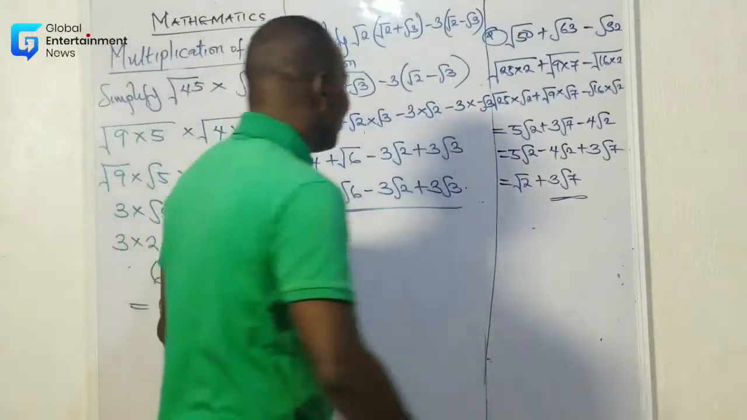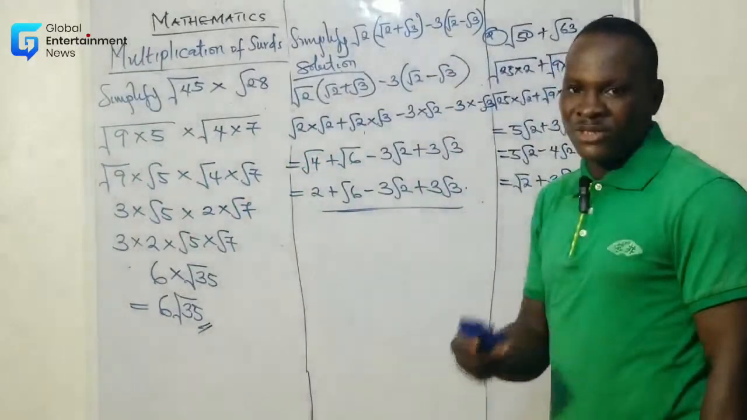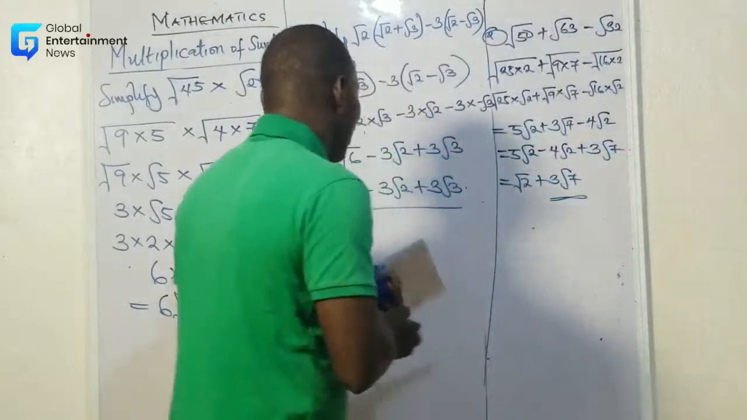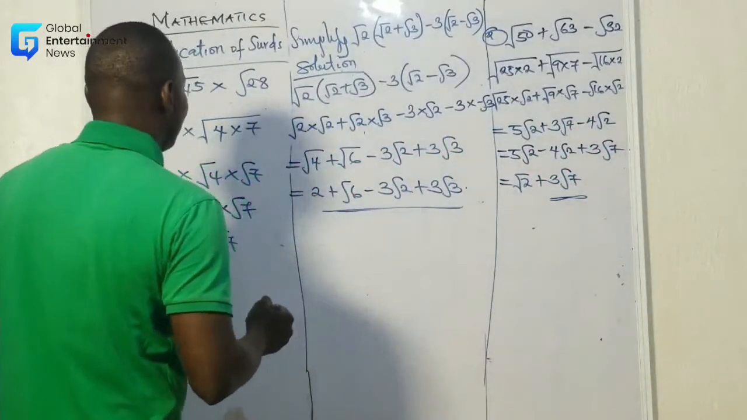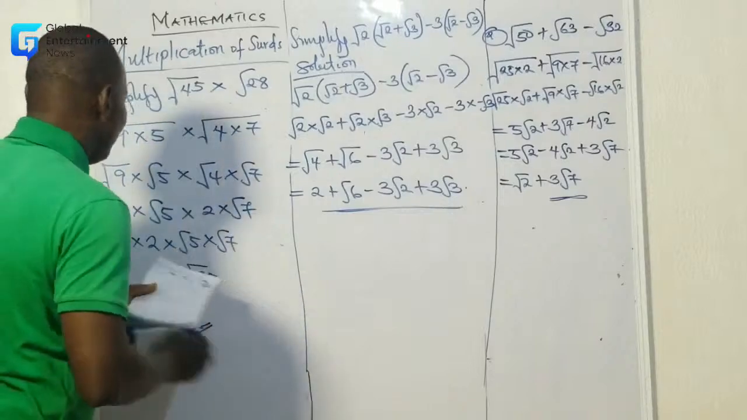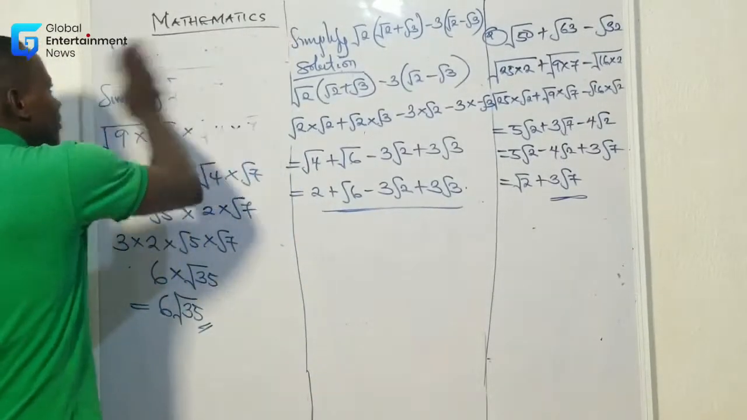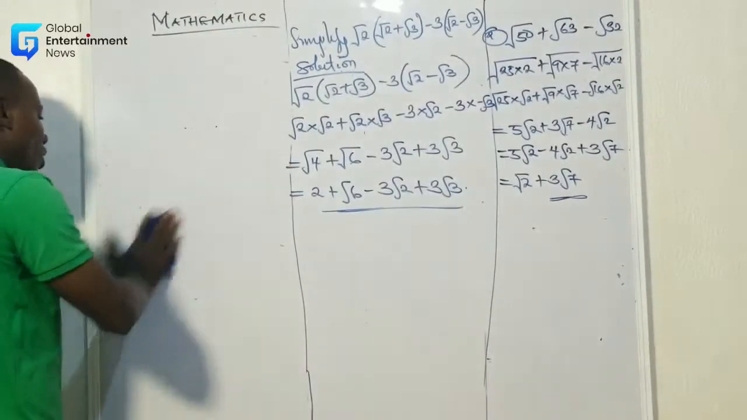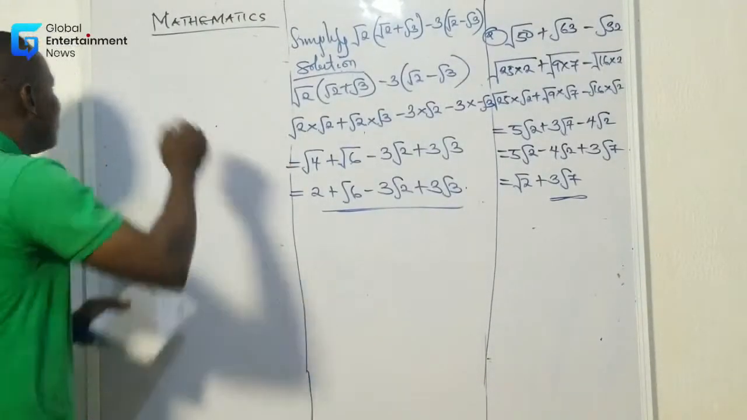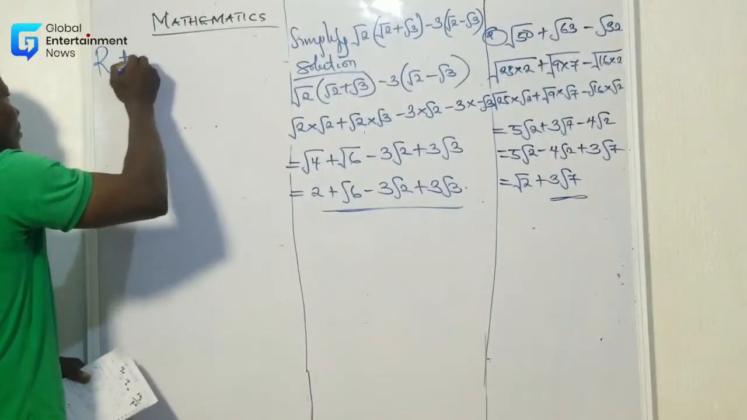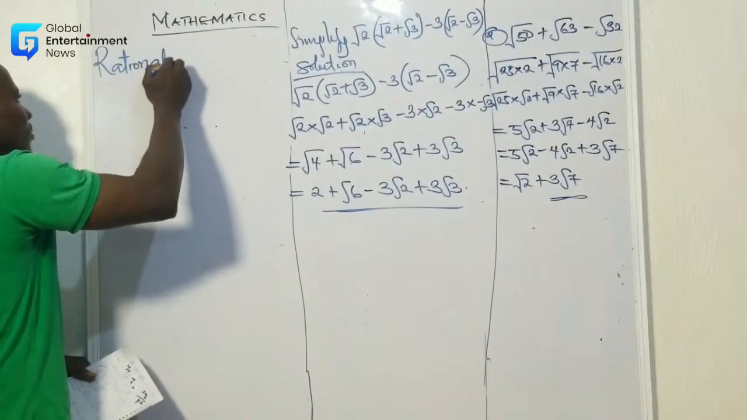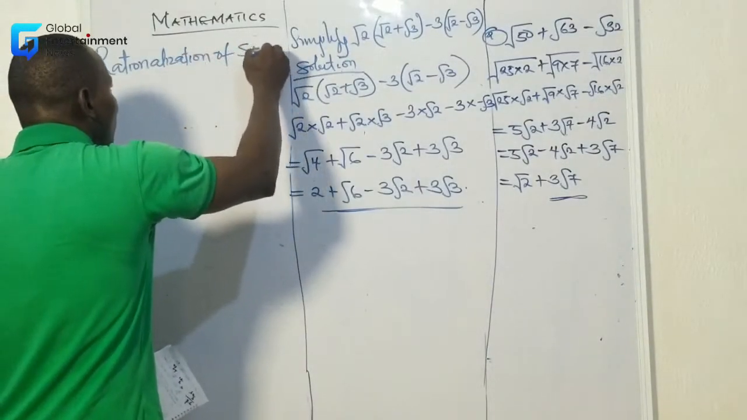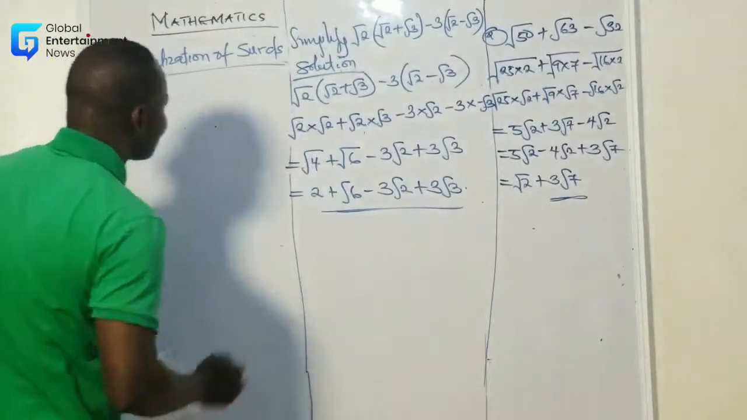Now, the next topic in line is rationalization of surd. Rationalization of surd. So let me clean this, please.